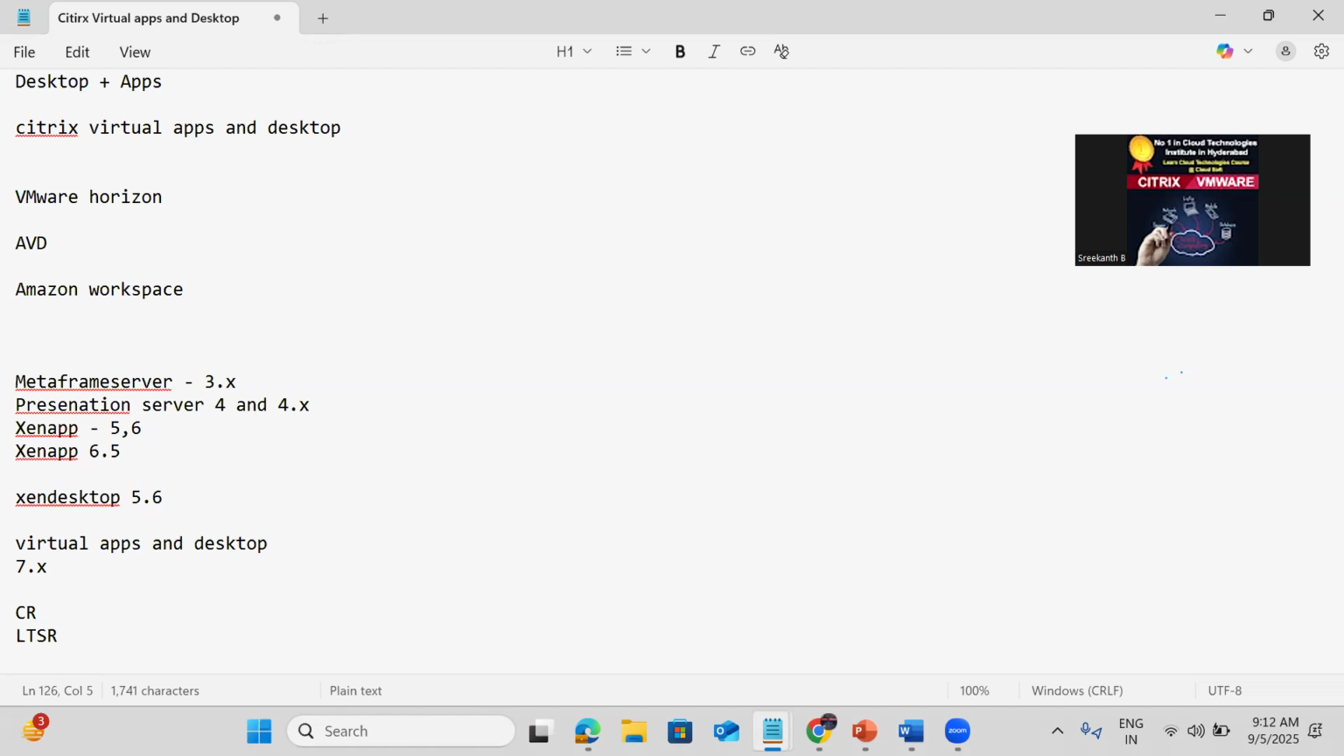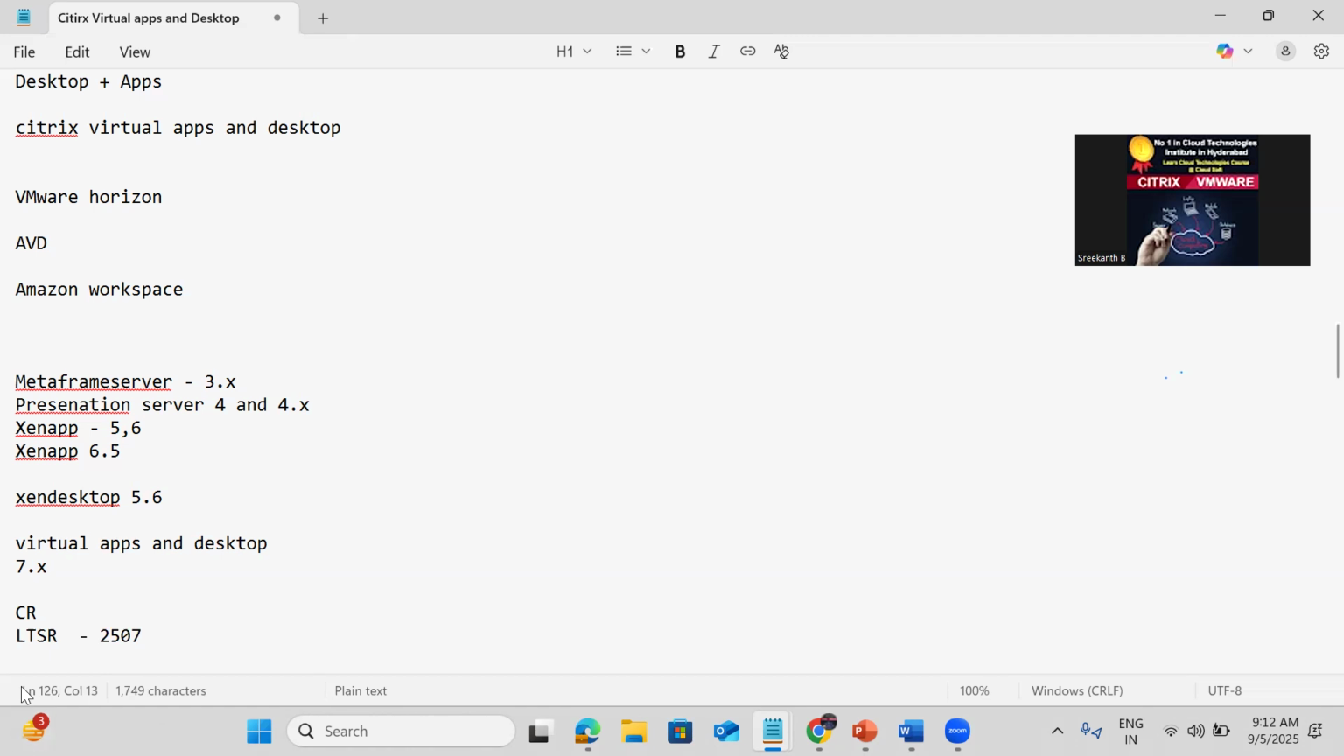So as of now, I think 2507 is the latest version we have. I think that is the LTSR version. 2507 is the latest version of the Citrix product on the LTSR. The current release is 2503 somewhere. Prior to that, 2203 is the LTSR version we have. Again, that is in Virtual Apps and Desktops.